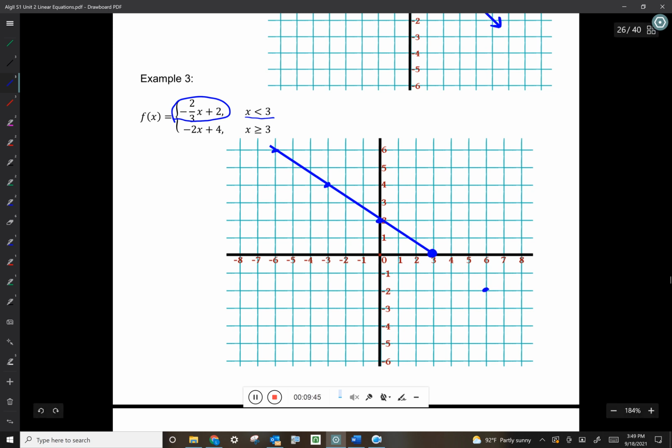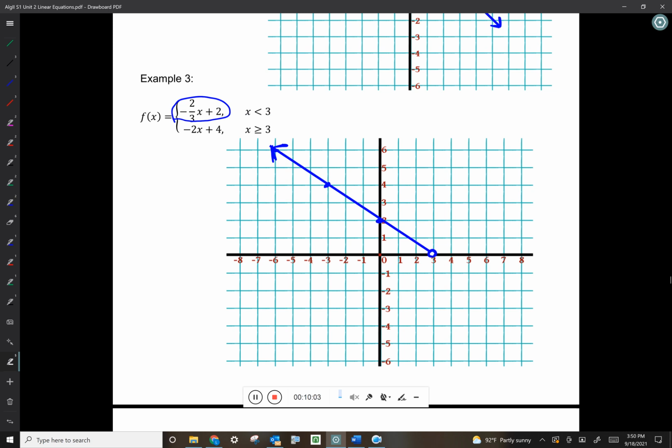And then I need to decide, all right, on this one, do I want that to be an open or closed circle? Notice there was no equal to, so I need this to be an open circle right here, right? There's an open circle, okay?